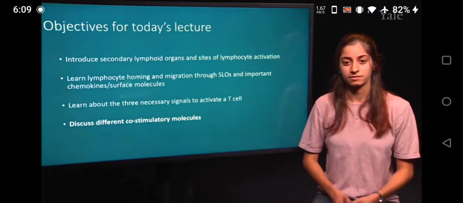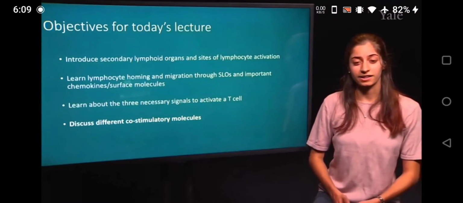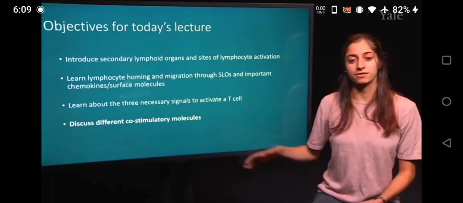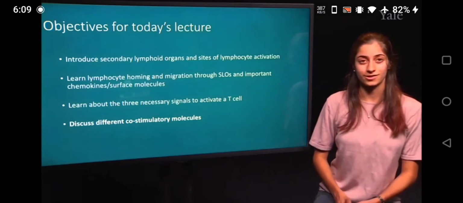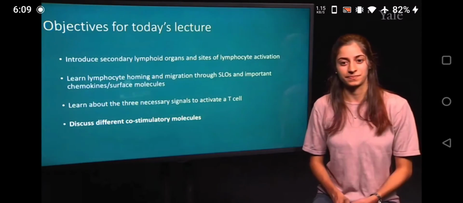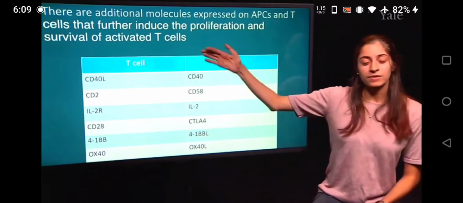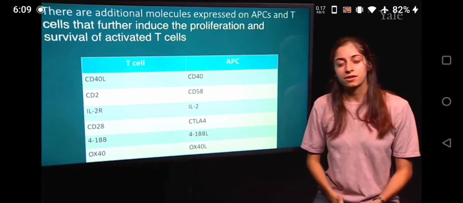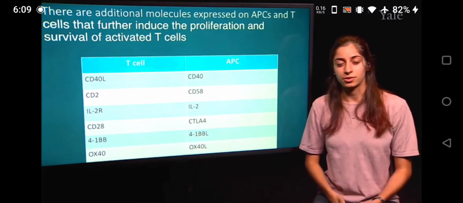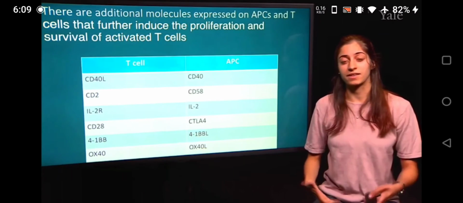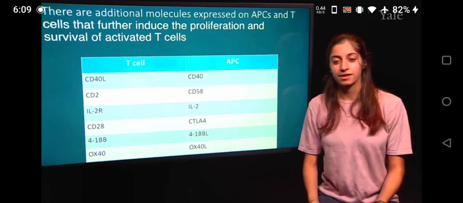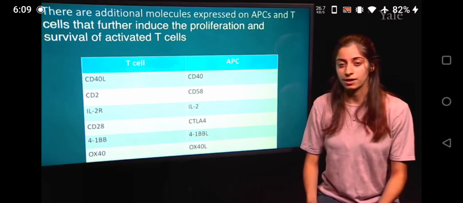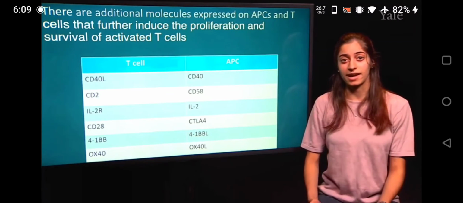This brings us finally to our last objective for today, which is to discuss different co-stimulatory molecules. So we've talked a lot about different receptors on the surface of T cell and the antigen-presenting cell that are important for activating the T cell. However, what I told you is not all that there is. There are actually even more co-receptors that are responsible for supporting the activation and the proliferation of the T cell.